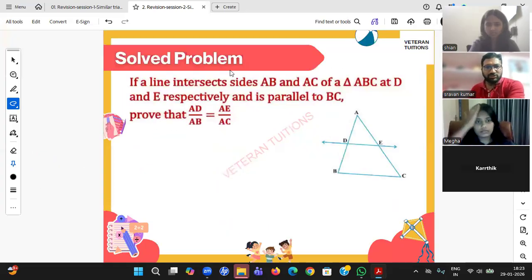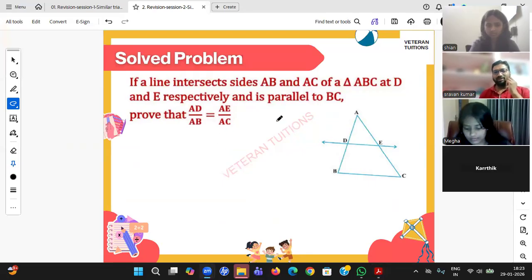You see, we have proof problems also on BPT, but this is not a proof problem. This is a corollary of BPT. Let us see what it says first. If a line is intersecting triangle ABC at D and E, and he has said it is parallel, student, DE is parallel to BC. He has used this word, so clearly you can apply BPT.